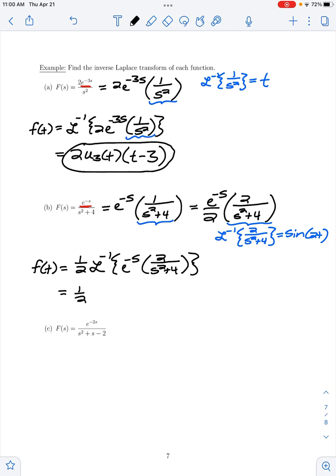So I have my 1/2, and because of the exponential out in front, e to the negative s, my inverse transform is going to involve a unit function at time 1. And then I multiply on the end by the inverse transform of whatever came after my exponential, which was sine of 2t, but shifted 1 unit to the right. So I replace t by t minus 1. And this gives me 1/2 of u1 times sine of 2t minus 2.